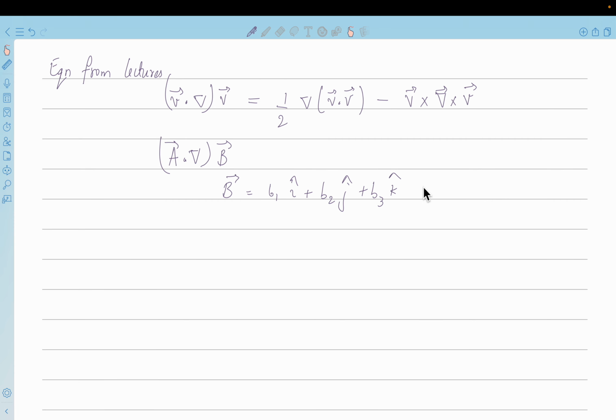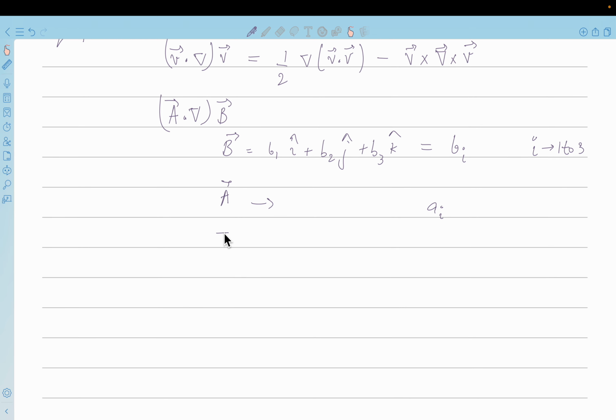Okay, so what is Einstein notation? It will say, let me just call this Bi. So it is understood that B1 is in the first direction, B2 is in the second, and B3 is in the third, and it is understood that i goes from 1 to 3. Okay, so there is a shorthand notation of vector. Similarly, I can write A as Ai.